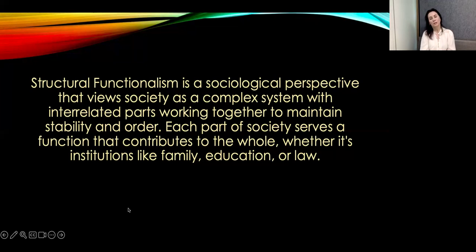So if we look at the definition or brief explanation of structural functionalism, it is a sociological perspective that views society as a complex system with interrelated parts working together to maintain stability and order. As I already explained, there are many social institutions. They have structure and function. Besides that, they have certain norms in each institution.